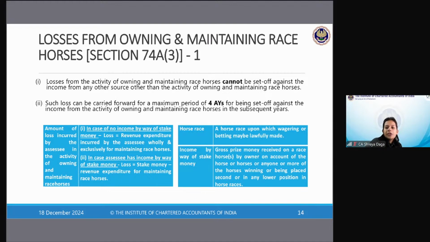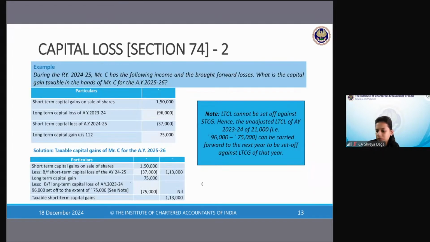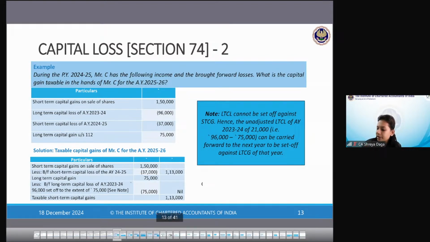And if there was no loss, then also he is taxed nil because of the 1,25,000 exemption. In the last example, but sir, look at this last case. Long-term capital gain, is it under 112 or 112A?